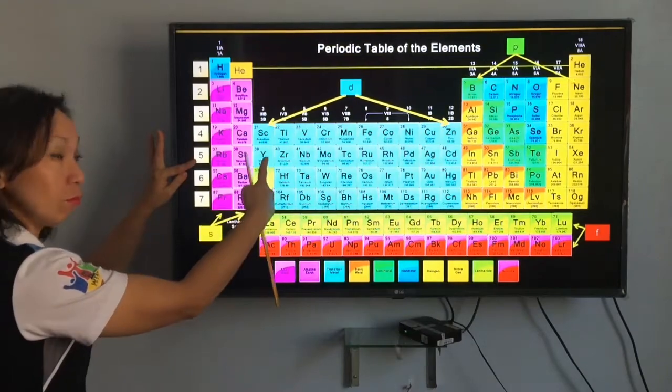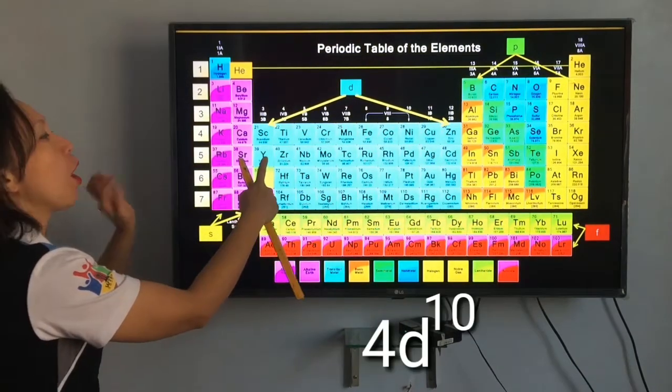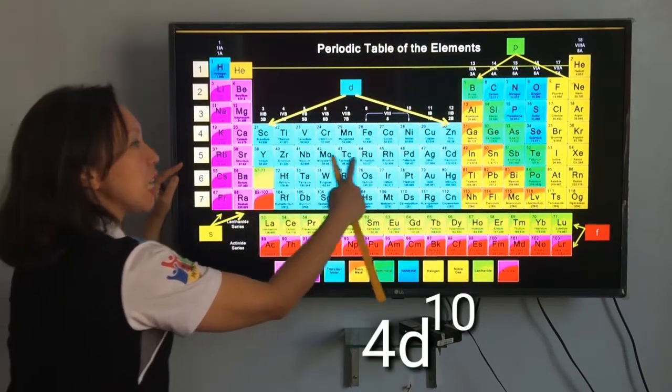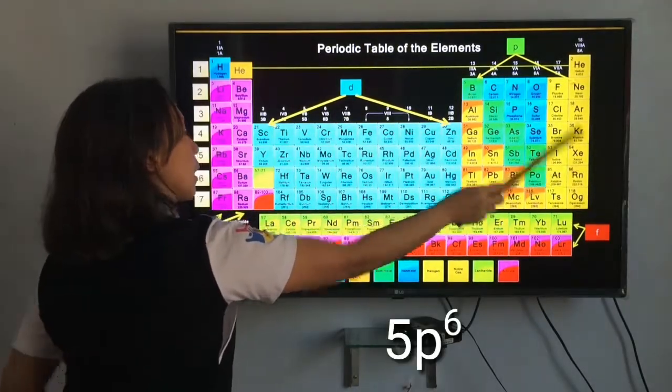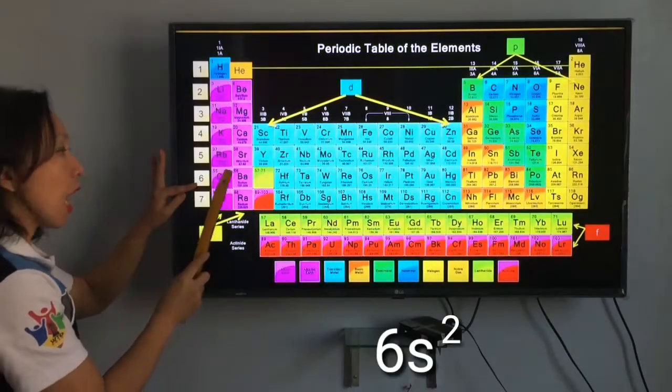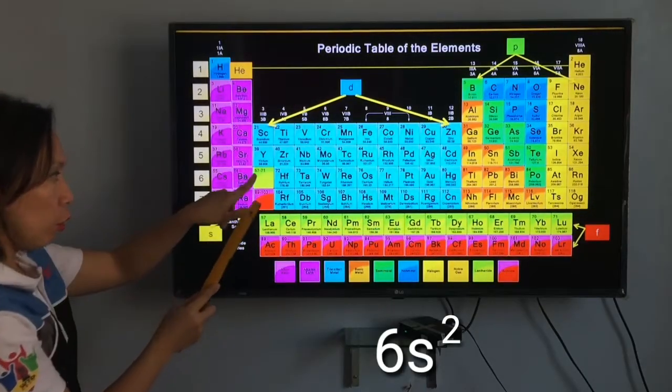5s2, minus 1, 4d10, 5p6, 6s2. Look at the arrow.